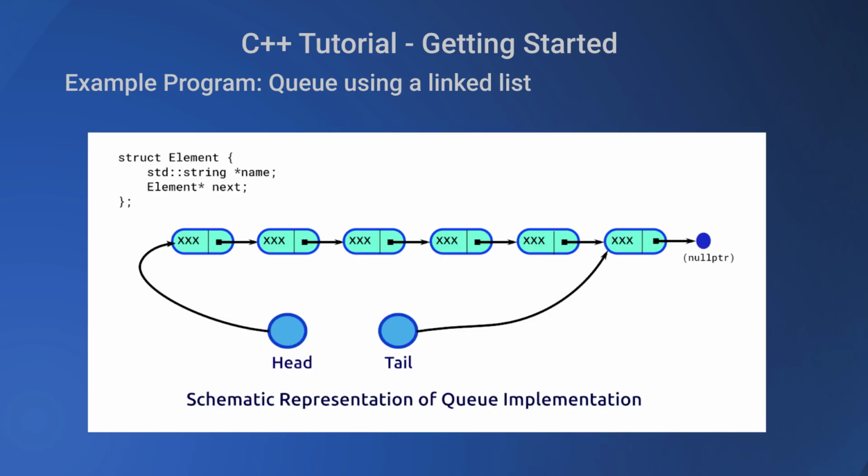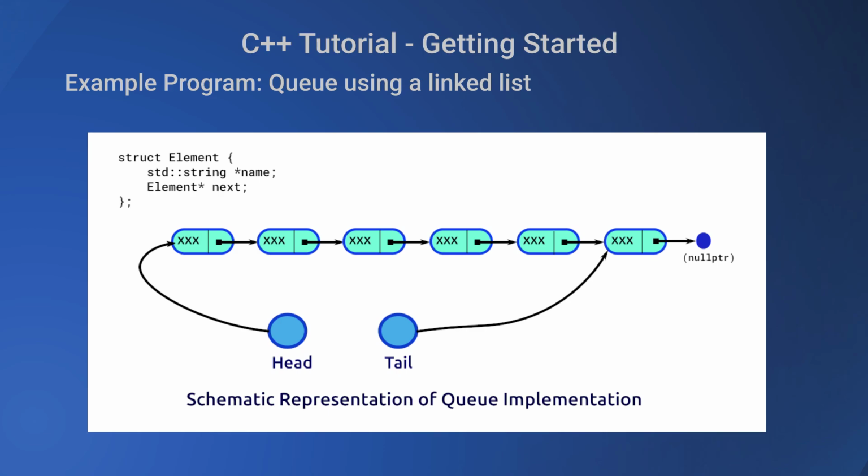In the example program, we represent a queue with a linked list. A person is represented by a structure named element which contains a person's name and a pointer to the next element in the linked list. Comparing the linked list representation with the real queue, the pointer next in the struct element points to the element behind, and the next pointer in the last element, which is the tail, does not point anywhere. It is the null pointer.